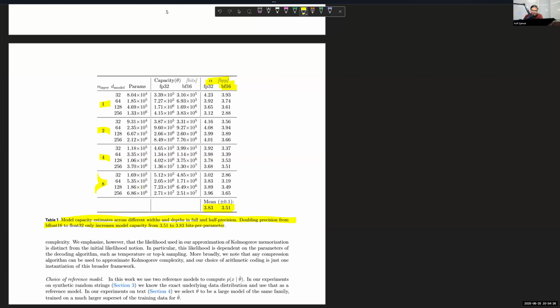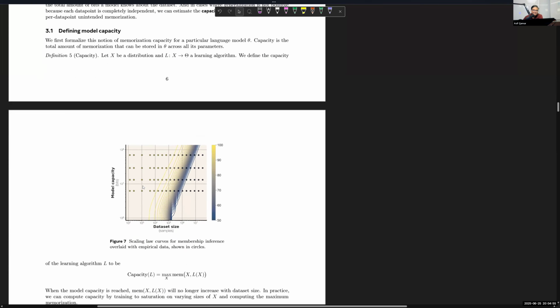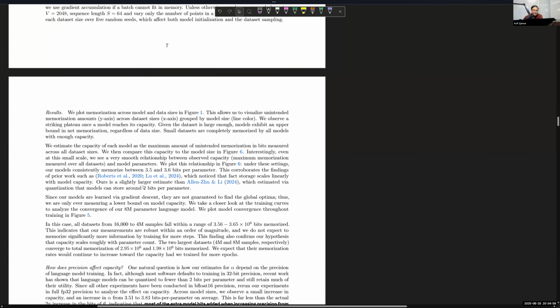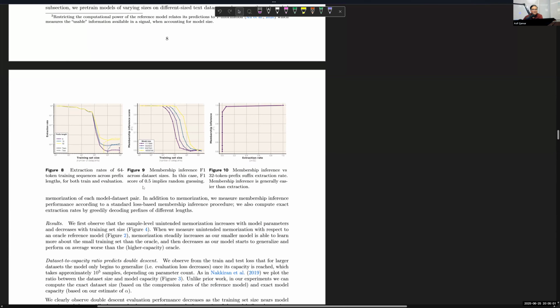And so from that, they conclude that double precision from B float to float 32 only increases model's capacity from 3.51 to 3.83. What does it mean? That B float is more than enough for it to capture most of its memorization. Only a little bit of capacity expansion happens if you take more bits per parameter to store. That's what they are saying, and that is pretty much the gist of it. Now, coming to more figures, training set and extraction rate. How much of the information can you extract from it?